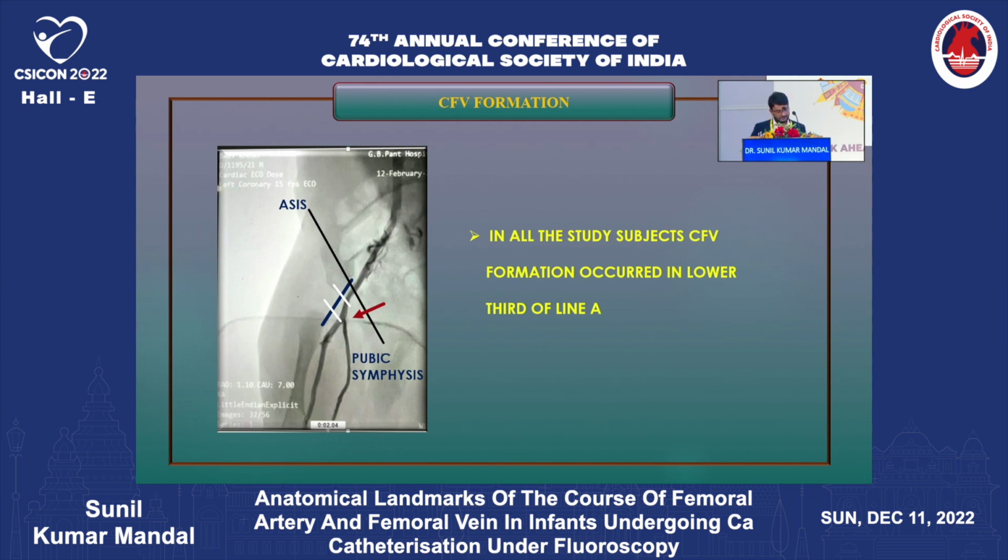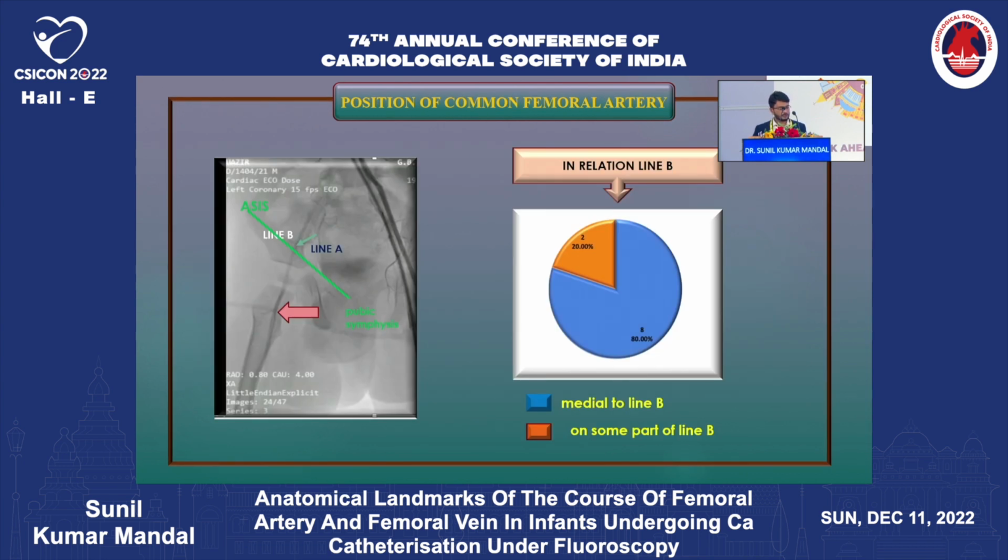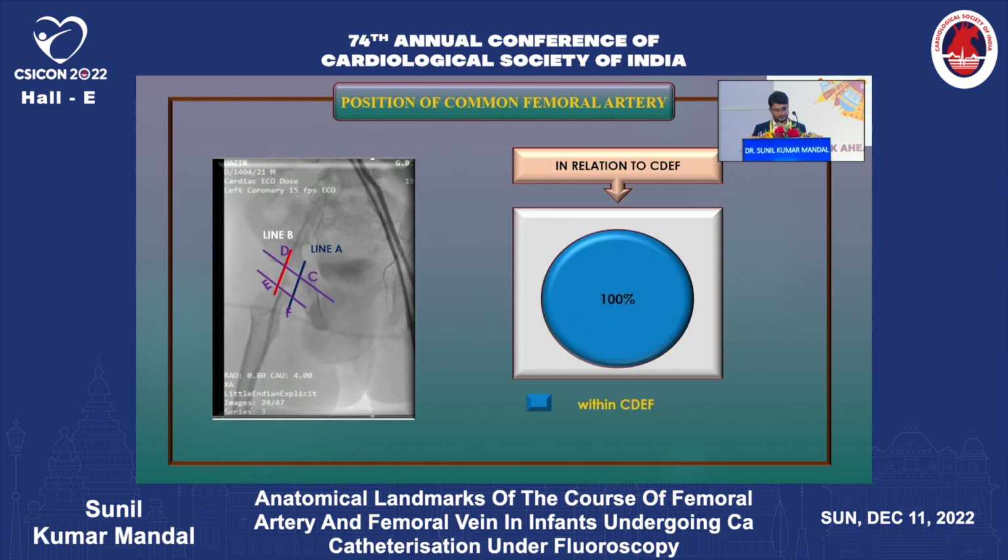Then we tried to define the formation of the common femoral vein, and it was found that the formation occurs in the lower third. Coming to the middle one third of line A, 90% of the veins were on line A and 12% medial to line A, so the puncture site should be considered in the middle. Now coming to the common femoral artery in relation to line B, it was medial to line B in 80% of the subjects, and some part lay on line B in 20%.